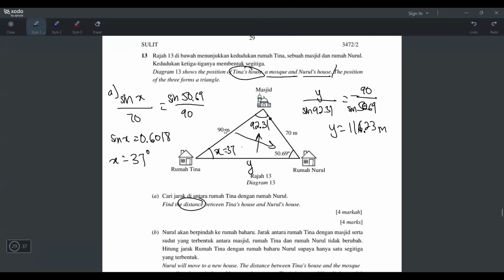Okay, another method is by using the cosine rule, but you will get the same answer. If you use the cosine rule, you have to write y square equals 90 square plus 70 square minus 2 times 90 times 70 times cos 92.31. Can also. But I never do it like that because I realize this method is fast. You can get the answer faster if you do it like this, right? Let's label here also, because later maybe the next question you need this panjang, right? So it's better to label it now.